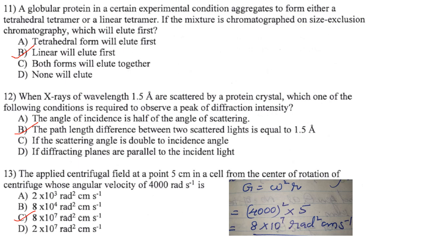The next one. The applied centrifugal field at a point 5 centimeter in a cell from the center of rotation of a centrifuge whose angular velocity is 4000 radians per second is? G is equal to omega square R. So substitute the values. Omega is your angular velocity, R is the radius. So 4000 square into 5 will give you 8 into 10 raised to 7 radians square centimeter second raised to -1. So the answer here is option C.